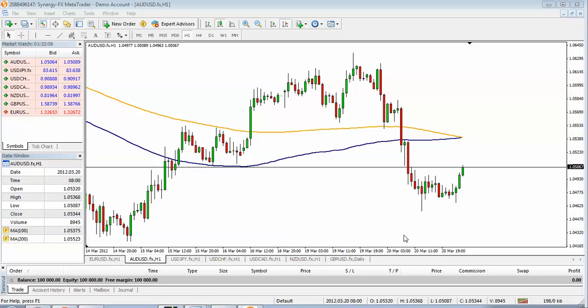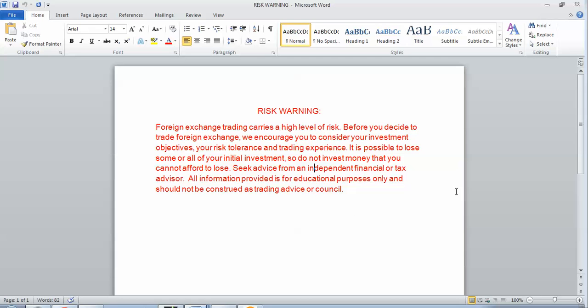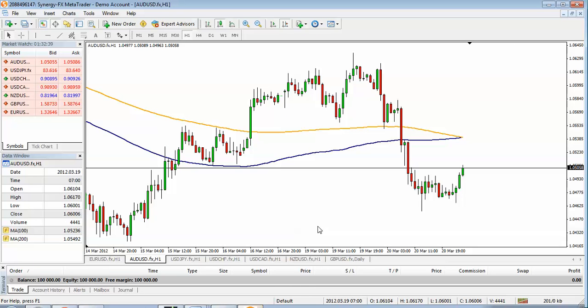Today we'll be looking at three different currency pairs, but before we get started I just want to do a quick risk disclaimer. Foreign exchange trading carries a high level of risk. Before you decide to trade foreign exchange, we encourage you to consider your investment objectives, your risk tolerance, and trading experience. It is possible to lose some or all of your initial investment, so don't invest money you can't afford to lose. Seek advice from an independent financial or tax advisor. And all information provided in this video is for educational purposes only and should not be construed as trading advice or counsel. So with that, let's get started.